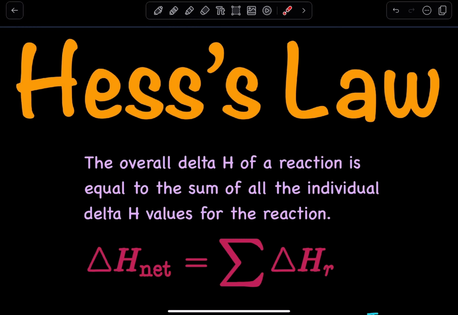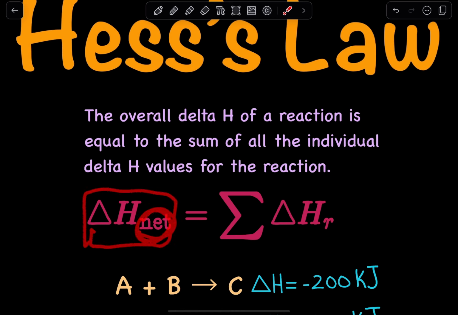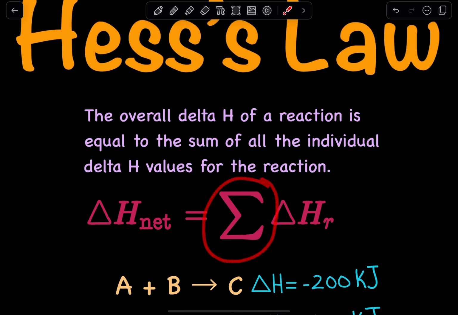Within thermochemistry, we have this law known as Hess's law. And Hess's law tells us that the overall delta H, or the overall enthalpy of a reaction, is equal to the sum of all the individual delta H values for that given reaction. And this statement can be rewritten as an equation noted as delta H net, so the overall delta H is equal to the sum of all the delta H individual reactions.